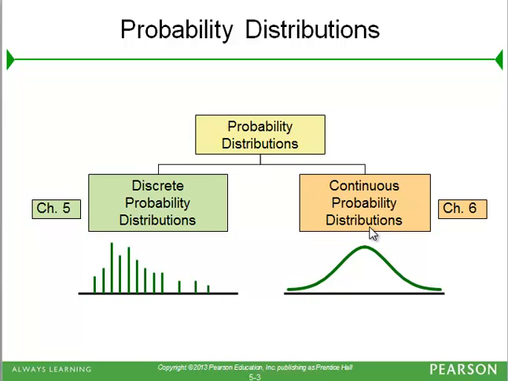Continuous probability distribution usually results from measuring something. The purpose is to identify the probability that a specified range of values will occur for continuous random variables.